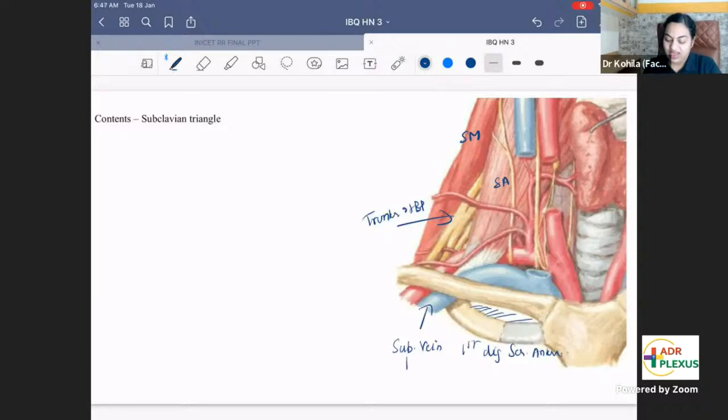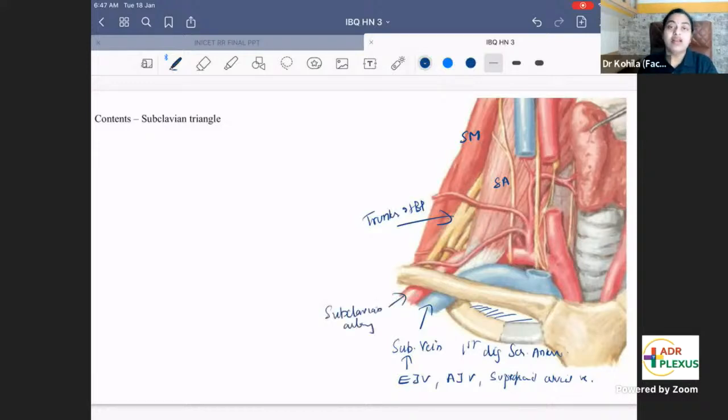Yeah. External jugular vein, anterior jugular vein. Okay. The superficial cervical vein. Okay. The suprascapular. Now, this is the subclavian artery.